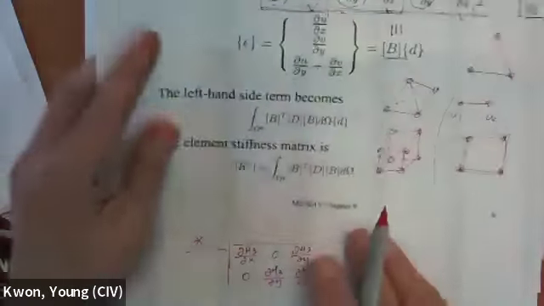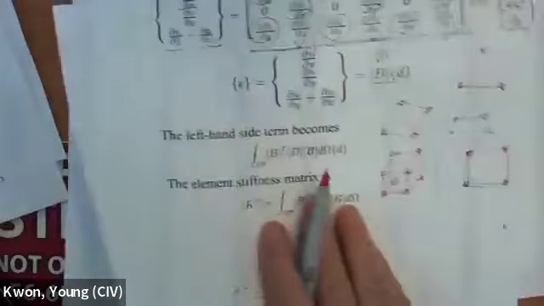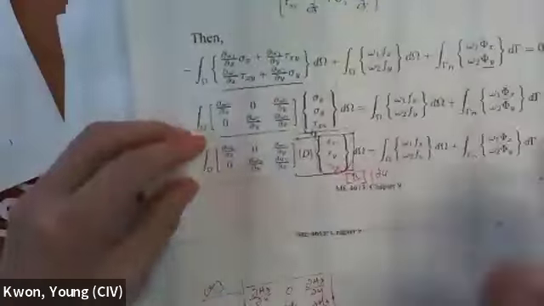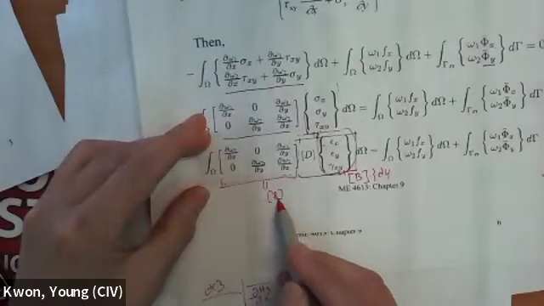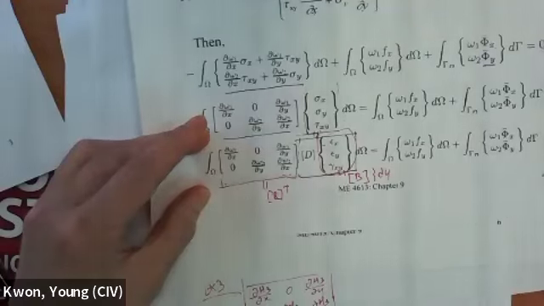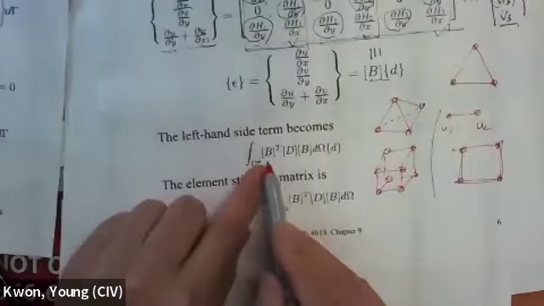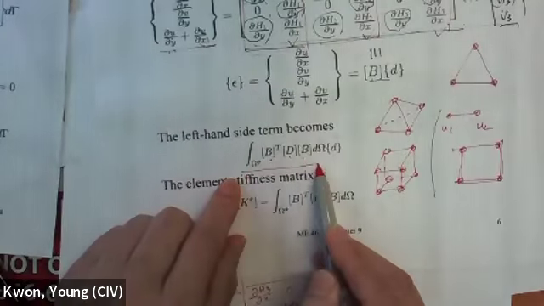So what does it mean? This term, oops, there are too many papers here, so please bear with me. So going back to here, this term is going to be equal to B transpose. So what this term means is shown in here. B transpose D times B, that's the expression.